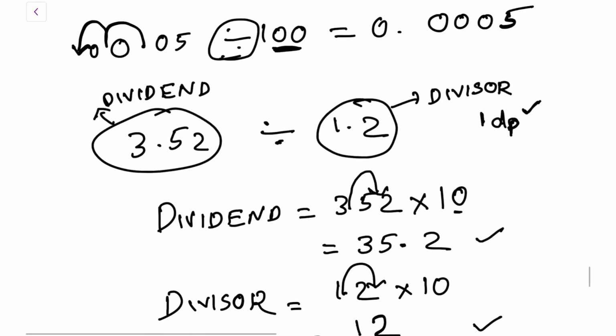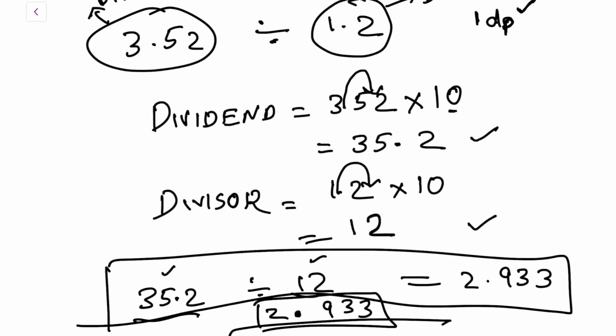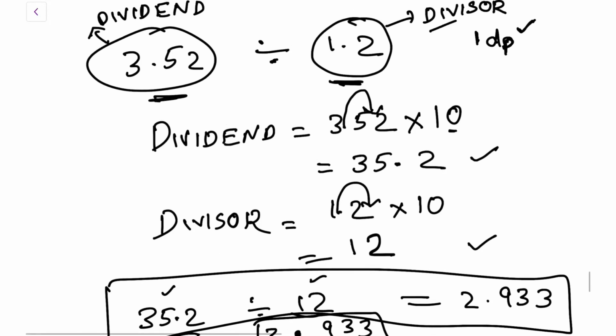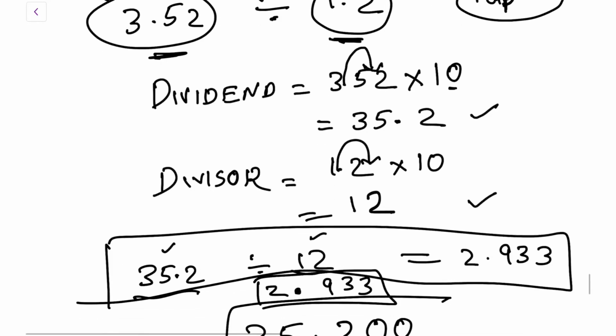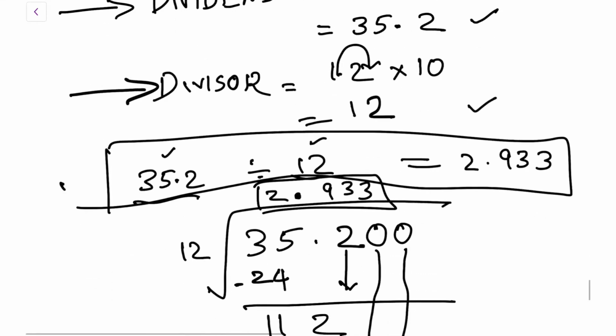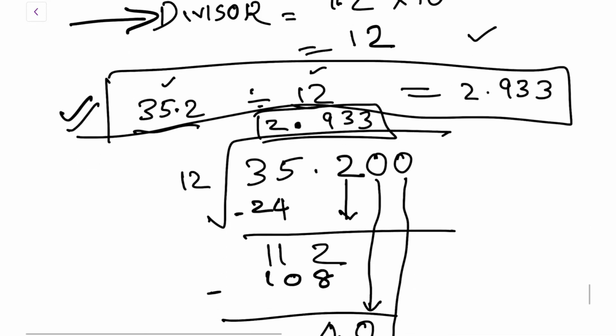So what have we done? This was the question: 3.52 divided by 1.2. The first thing is for us to look at the decimal places of the divisor. This is your divisor, so we realize that it's got one decimal place. Since it's got one decimal place, we need to multiply both the dividend and the divisor with 10. So we did that, and we got 35.2 divided by 12, and once you do the regular division, you get the answer as 2.933. Let's take another example so that you'll understand this better.